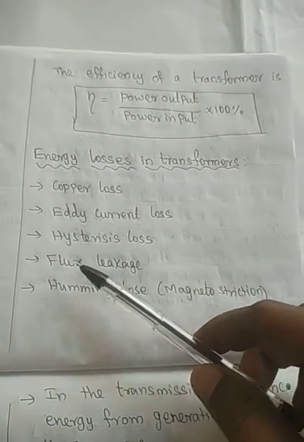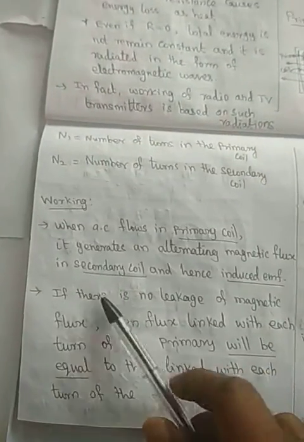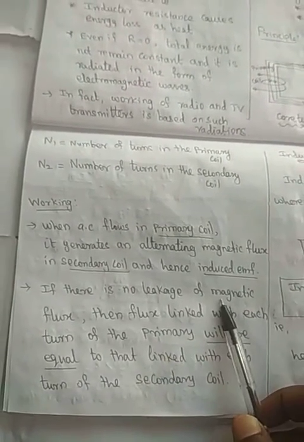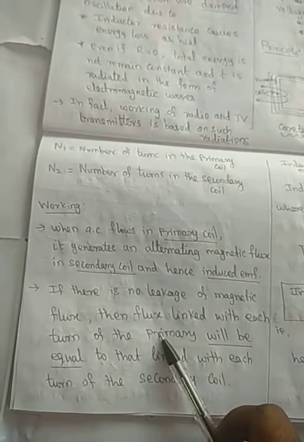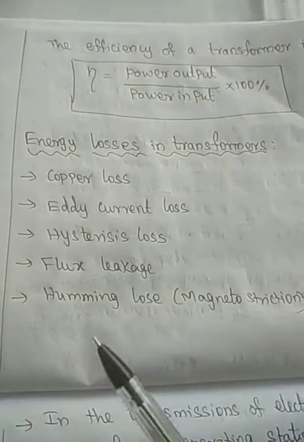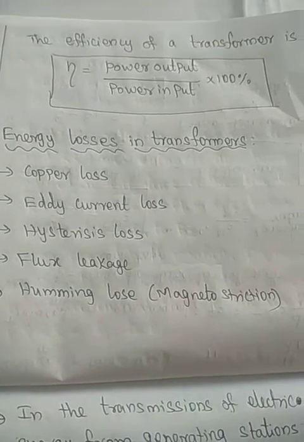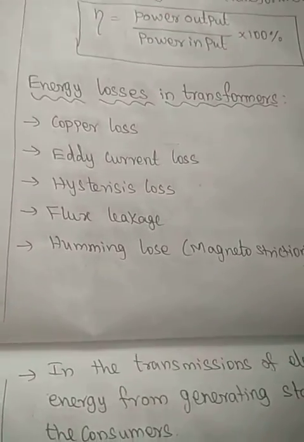Then flux leakage. In a transformer, very simply, if there is no leakage of magnetic flux, then only the primary and the secondary induced EMF will be directly proportional. But in practice, the flux leakage will always be there. Flux means magnetic flux leaking from the transformer.